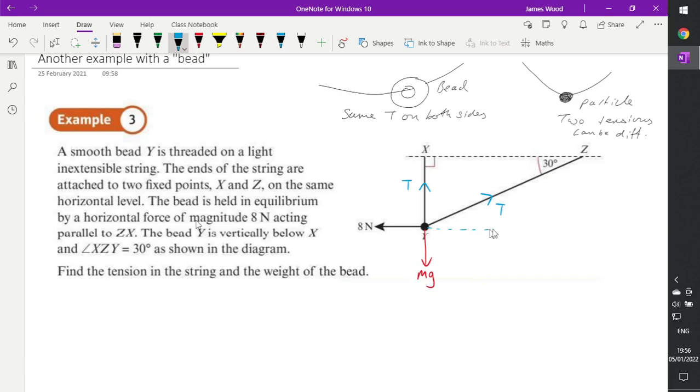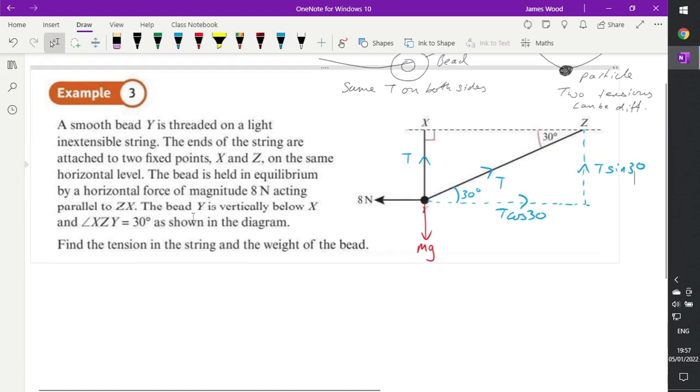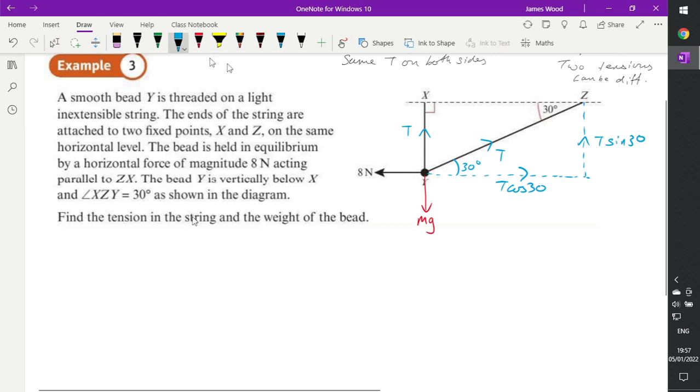The only force I need to resolve is this one here on the right. If that's 30 up there, that must be 30 down there. So this force is T cos 30, and this force is T sine 30. And now we can form some equations to find T and to find mg. In fact, it's just asking for the weight, it's not asking for the mass, so I'm actually just going to write this as W for the weight, because the weight is a force.